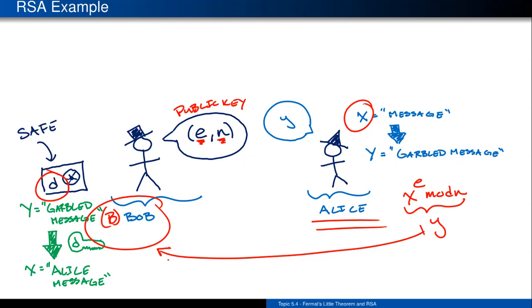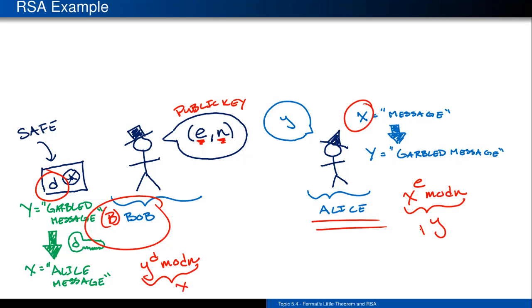Bob's going to receive this new message Y, and he's going to be like, okay, now I just need to decode this thing. So what's going to happen is he's going to take this Y, he's going to raise it to the power of D, and then he again is going to be reducing this modulo N. And if everything was done correctly, this hopefully should kick out that original message X.